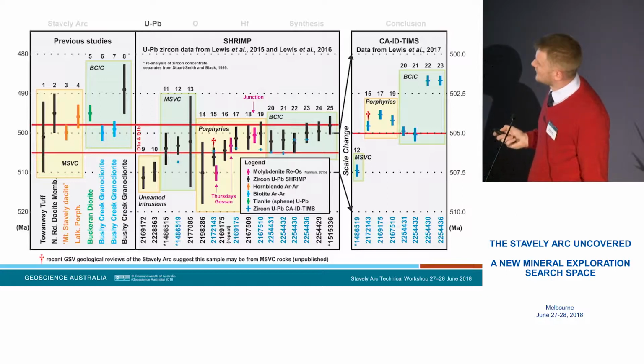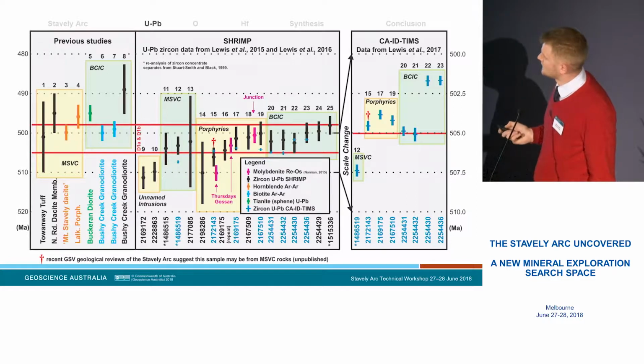We have the Mount Stavely Volcanic Complex here, a relatively broad spread if you consider this sample here, but we'll tend to look at these ones in here. We have the mineralised porphyries.